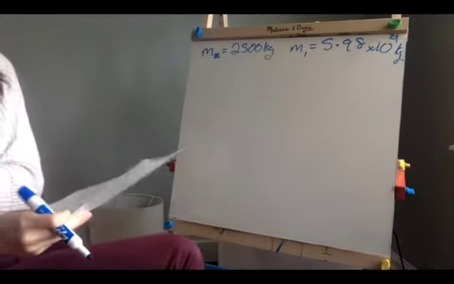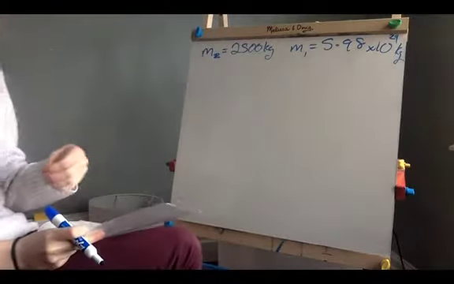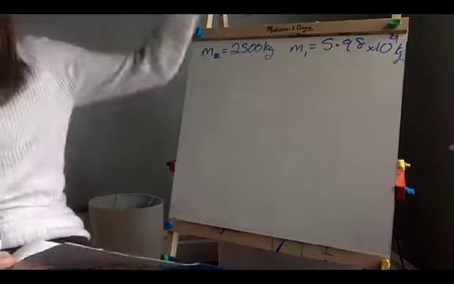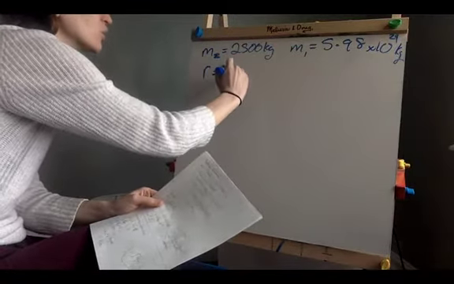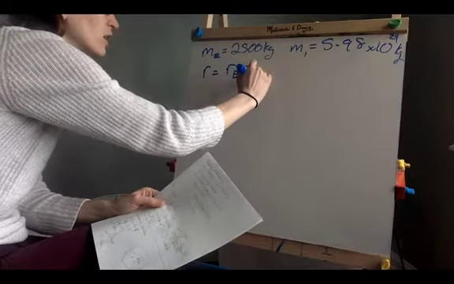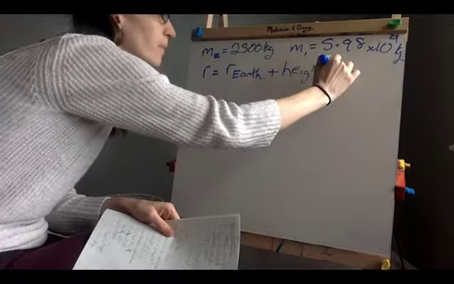Okay, the radius that we need to use in this question is, again, the distance between the center of the larger object and the satellite itself. So our value for r is going to be the sum of the radius of the Earth plus the height of the satellite.